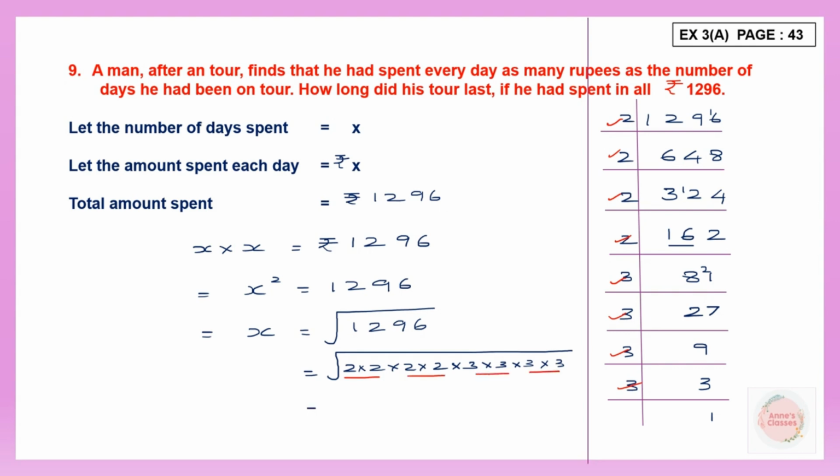Next step is take 1 from each pair. So 2 into 2 into 3 into 3. Now multiply. 2 2's are 4. 3 3's are 9. So 4 into 9. 4 into 9 is 36. So what have we found? We have found how long his tour lasted. His tour lasted 36 days. That means on each day he spent 36 rupees. So the question here is to find the number of days, and we have found the number of days to be 36.